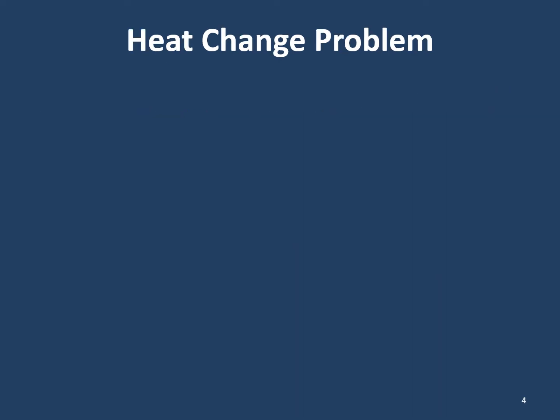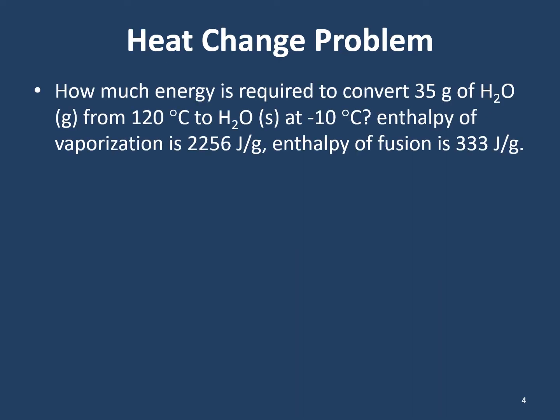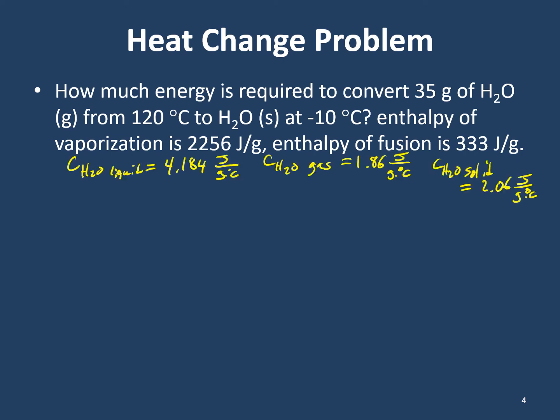So let's do an example problem. We have 35 grams of water in the gaseous state at 120 degrees Celsius, and we want to get it to the solid state at negative degrees Celsius. We're told the enthalpy, which is just a fancy word for heat, of vaporization is 2,256 joules per gram, and the heat of fusion, or enthalpy of fusion, is 333 joules per gram.